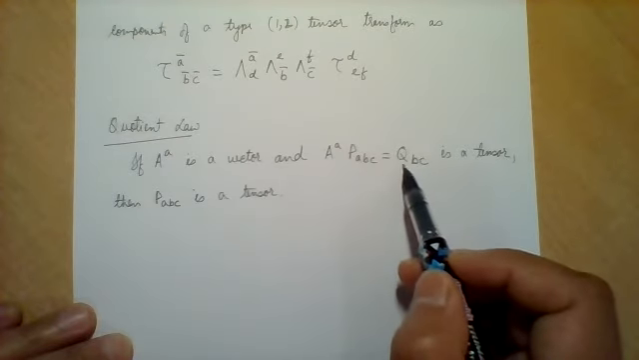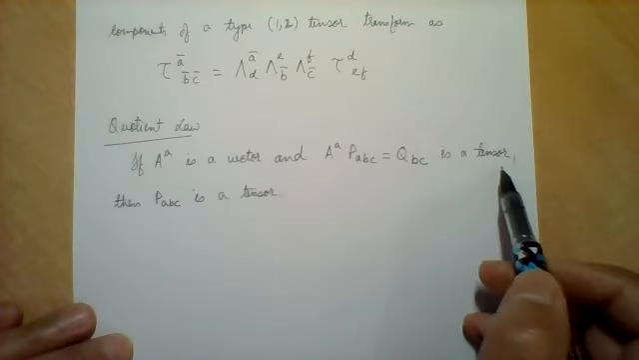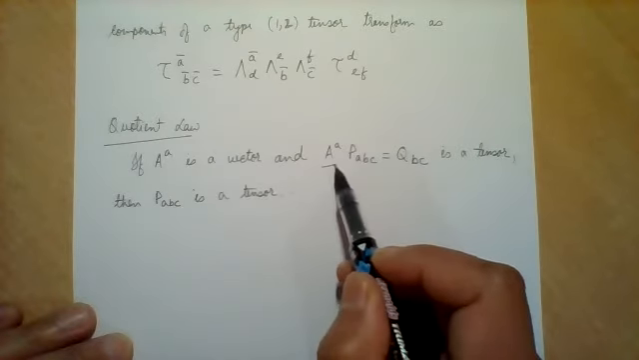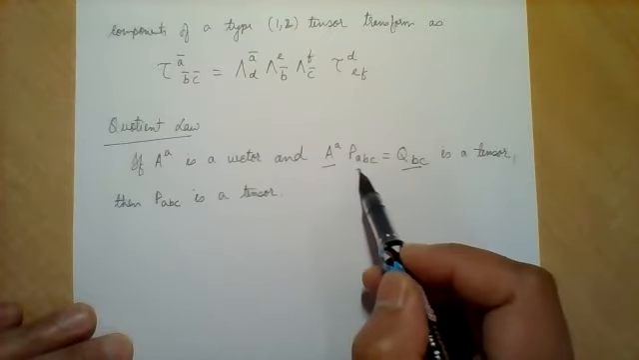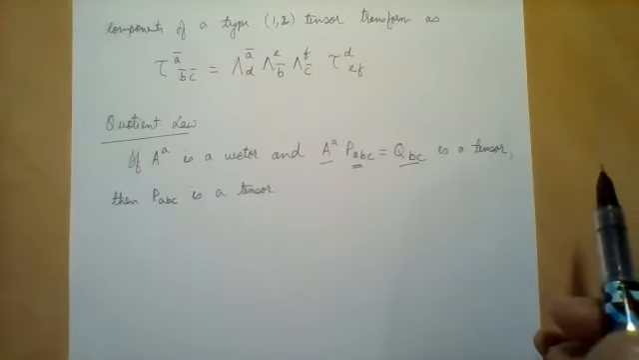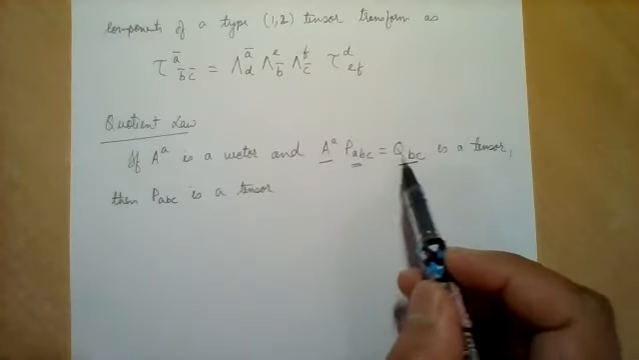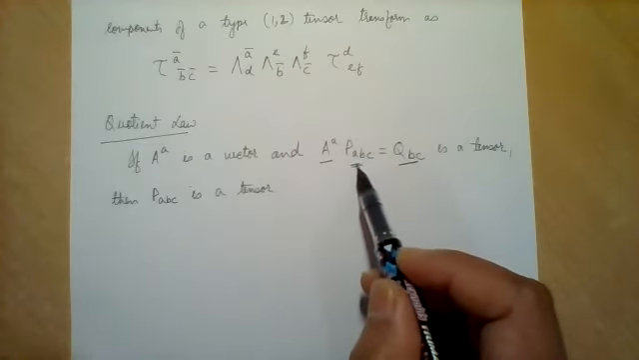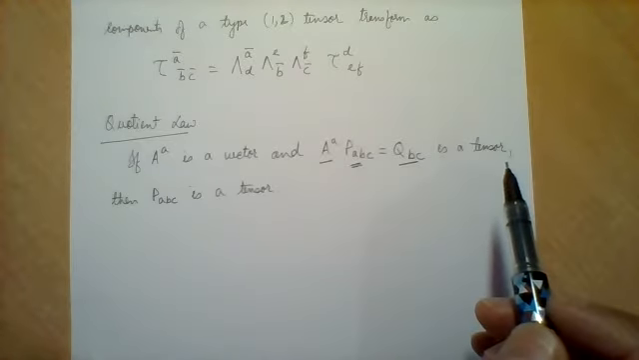In this expression, A should be a tensor and Q should be a tensor. Meaning, if A is a tensor and Q is a tensor, then P(a,b,c) will also be a tensor.